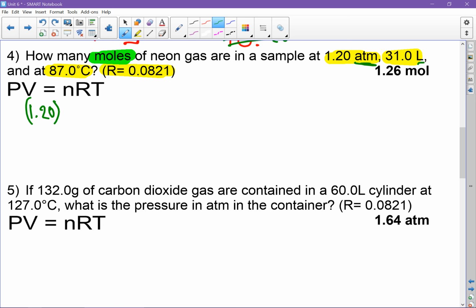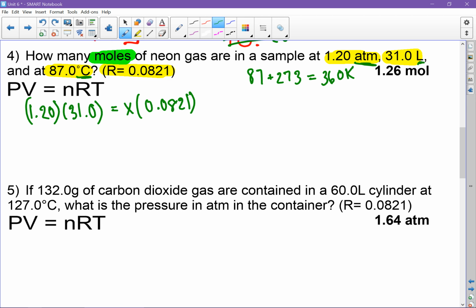Volume will have liters attached to it. N is moles that I don't know, so x goes there. R is given. And temperature has to have a K attached, and this says Celsius. That means to convert Celsius into Kelvin, remember, just add 273. So when I do that, the actual temperature I want to use is 360.